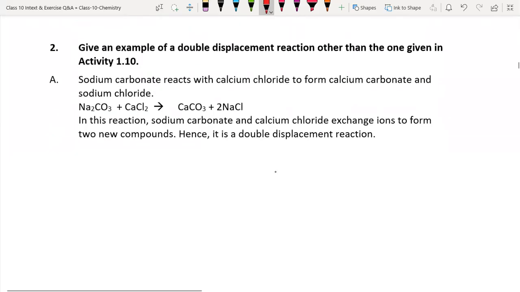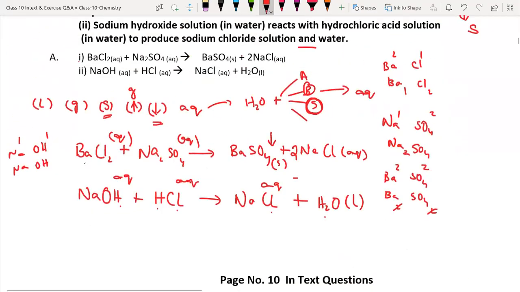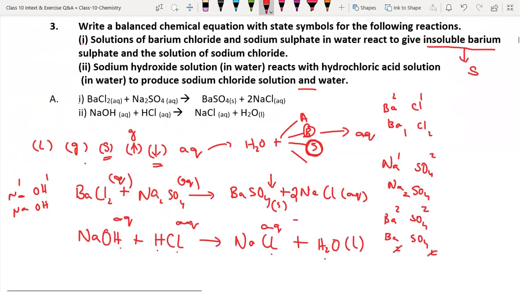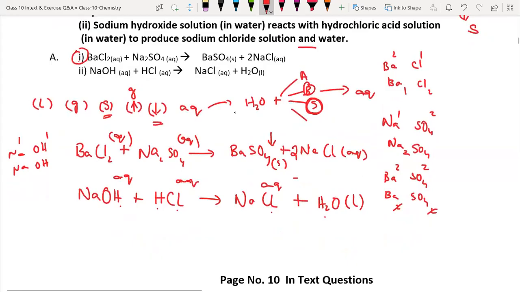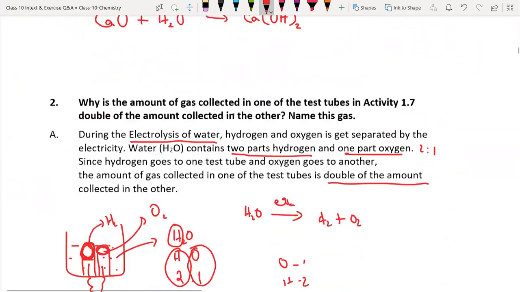Second question, give an example of a double displacement reaction other than the one given in activity 1.10 in your science textbook of chapter 1. What is given? There you can observe barium sulfate and sodium chloride. If you remember, here we have discussed this equation, the first one given in your textbook. BaCl2 plus Na2SO4 gives BaSO4 plus 2NaCl. That is an example of a double displacement reaction.